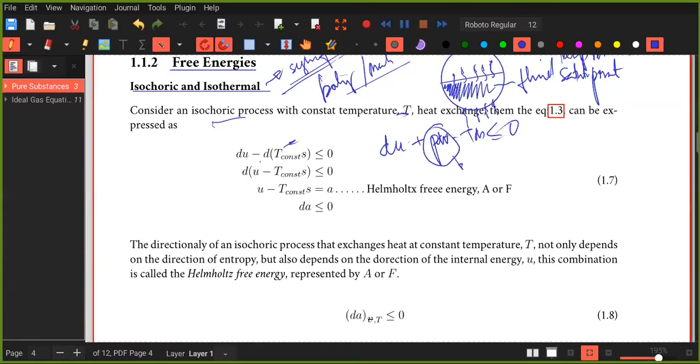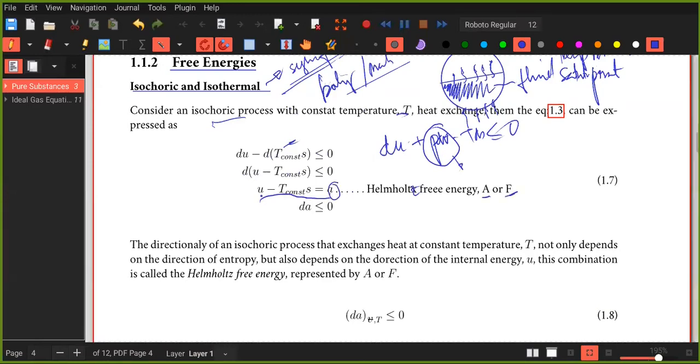So we have dU, as T is a constant, d of (U minus TS) should be less than or equal to 0. This thing, U minus TS, is called the Helmholtz free energy, which is usually represented by A or F.